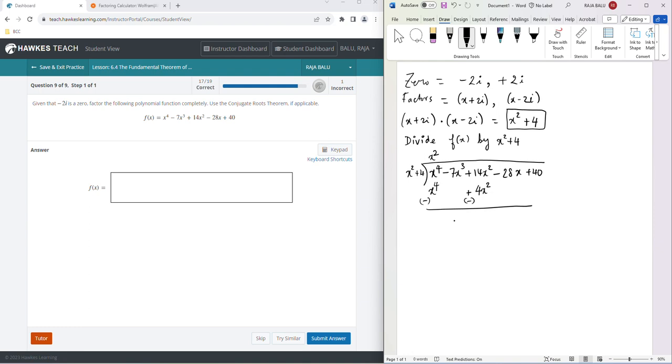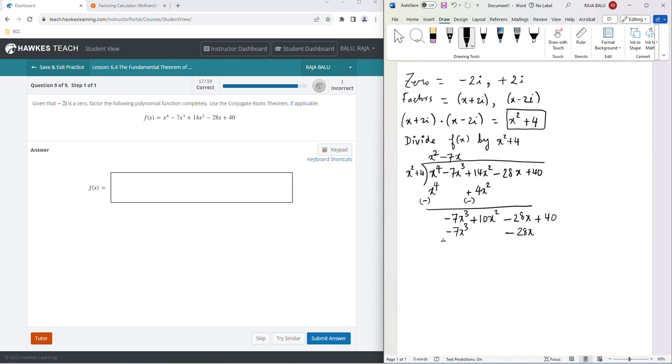So you get x to the 4 will cancel out. Negative 7x to the 3. 14x squared minus 4x squared will be a plus 10x squared. I'm going to bring down the 28x and the 40. Now I have a lead guy. He's negative 7x to the power 3. I need to multiply the x squared on the divisor side by negative 7 and an x, so that the power will rise up, negative 7x to the 3. And then I multiply negative 7x by 4. That gives me negative 28x down below.